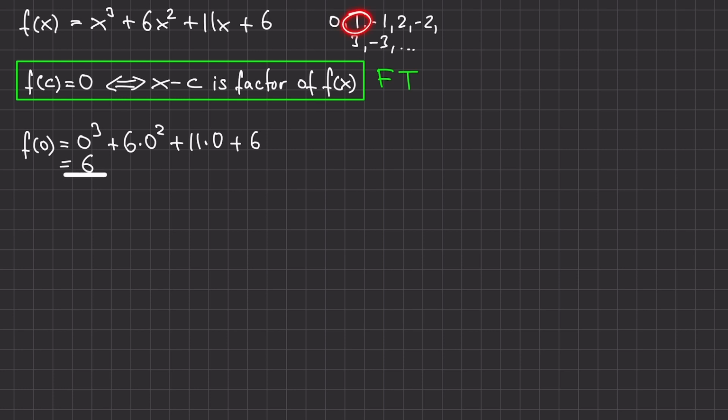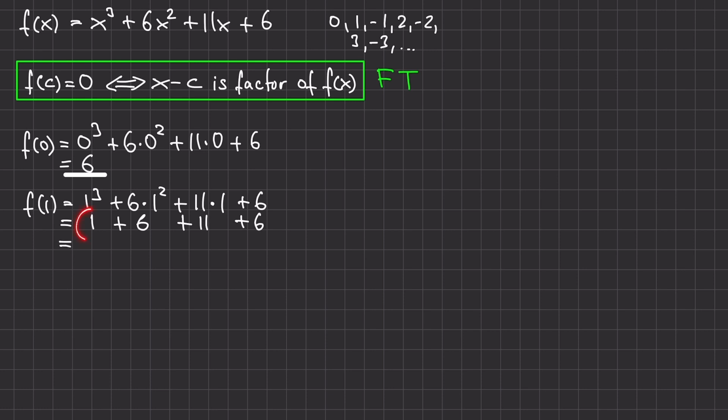Let's try 1. F of 1 equals 1 cubed plus 6 times 1 squared plus 11 times 1 plus 6. 1 cubed is 1. 1 squared is 1 times 6 is 6. 11 times 1 is 11. And we keep the 6. 12 plus 12 is 24.